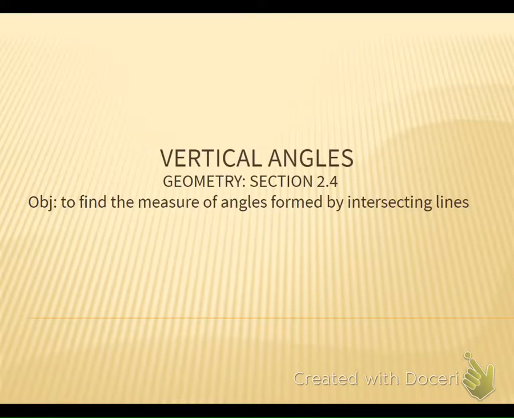Today we're talking about linear pairs and vertical angles. It's section 2.4 in your book. And our objective that you're writing at the top of your page is to be able to find the measure of an angle formed by intersecting lines.